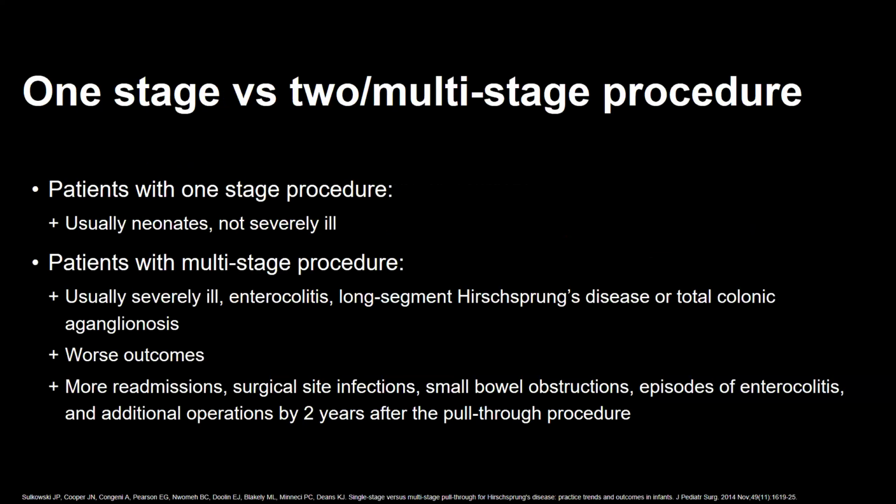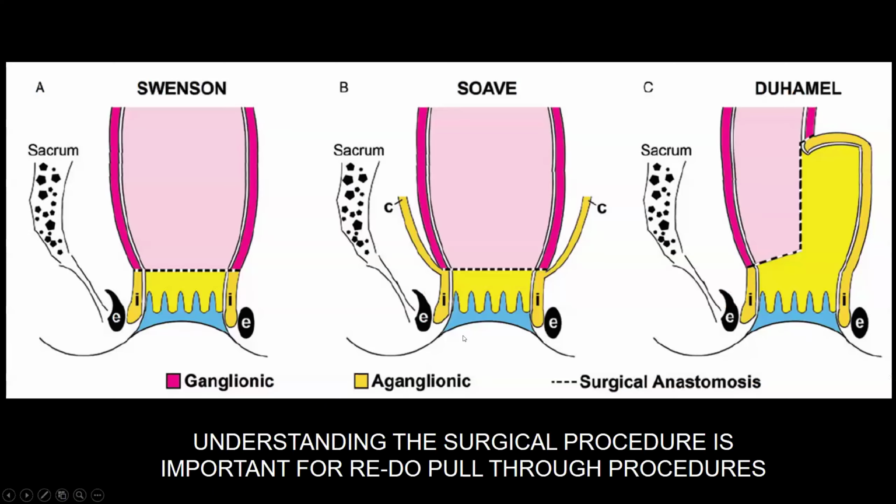So who gets a one-stage versus a two-stage? Typically, the one-stage procedure is for neonates who aren't very ill, but the multi-stage procedure usually occurs in patients who are severely ill. They have enterocolitis, long segment Hirschsprung, or total colonic aganglionosis. In general, when you have multi-stage procedures, you have worse outcomes. They have more readmissions, more surgical site infections, more small bowel obstructions, more episodes of enterocolitis, and many times they will have additional pull-through procedures, so redo pull-through procedures.